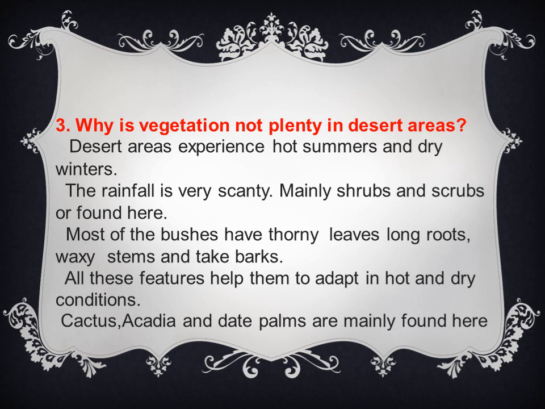Third one, why is vegetation not plenty in desert areas? Desert areas experience hot summers and dry winters. The rainfall is very scanty. Mainly shrubs and scrubs are found here. Most of the bushes have thorny leaves, long roots, waxy stems, and thick barks. All these features help them to adapt to hot and dry conditions. Cactus, acacia, and date palms are mainly found here. Write fast, all of you.